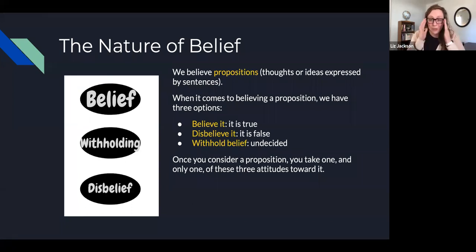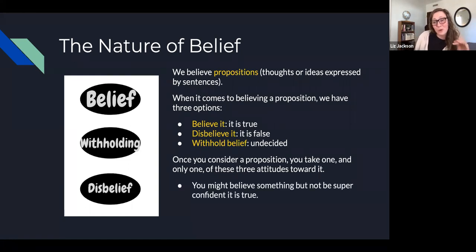So once we consider a proposition, you're going to take one, but only one, of these attitudes towards it. This is a little bit controversial. Sometimes philosophers think there could be small exceptions to this, but it is at least generally true. For most propositions that we consider, we will either believe them, disbelieve them, or withhold belief on them.